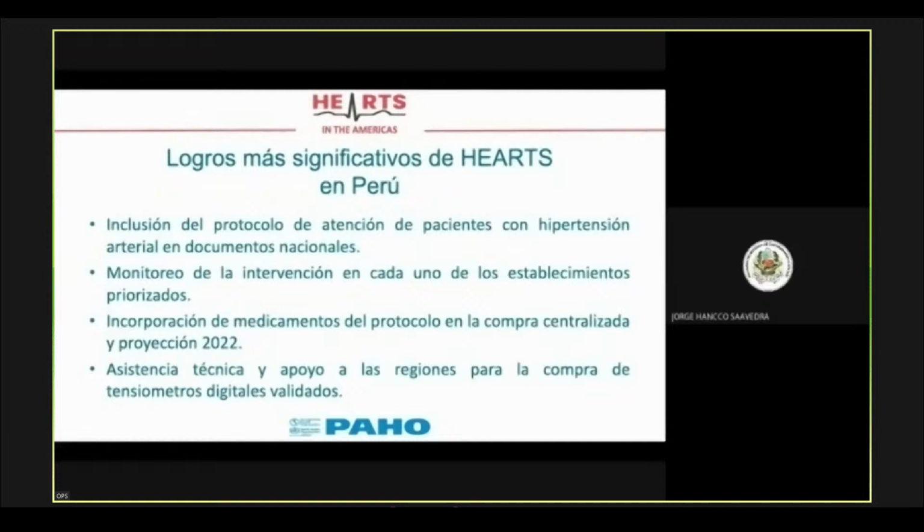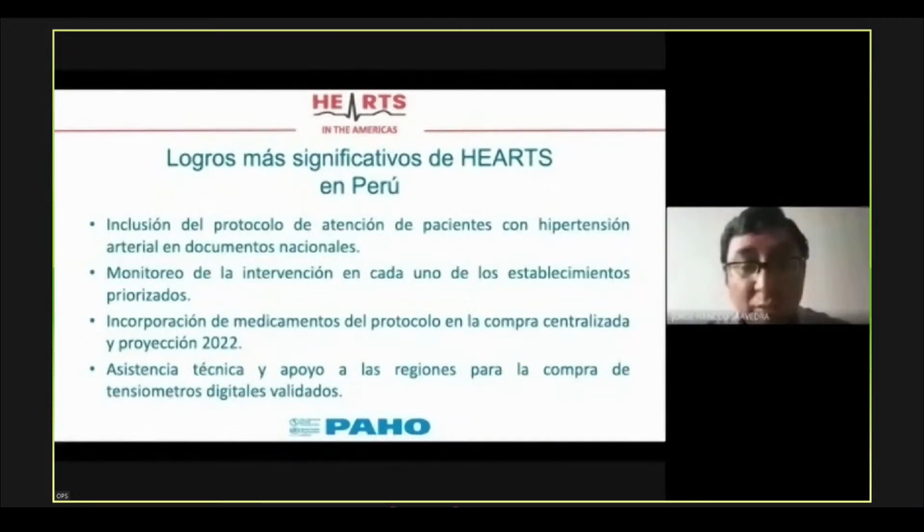So also, we have incorporated several drugs in the protocol for centralized purchases and the projections toward 2022. Also, we have had contacts at the level of the Ministry of Health vis-a-vis these projections for drug acquisitions for 2022.